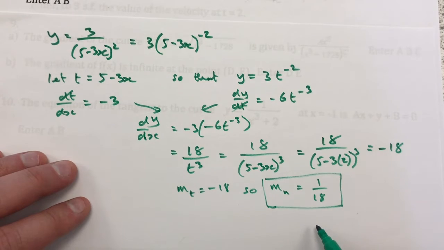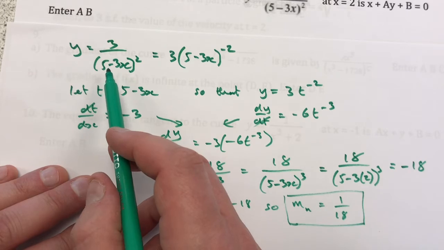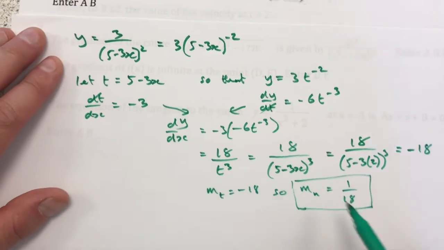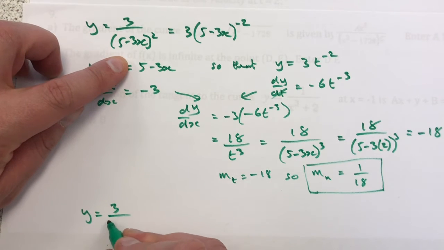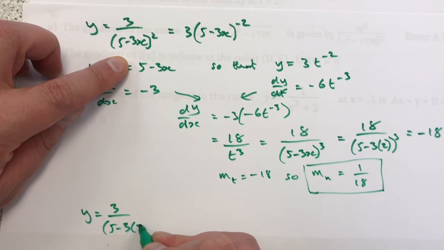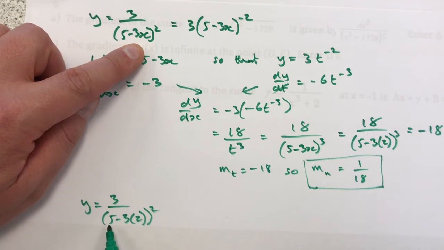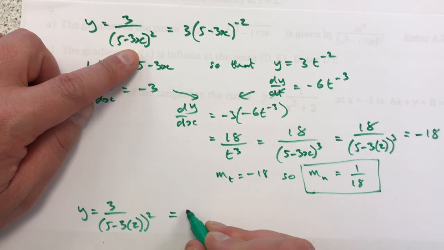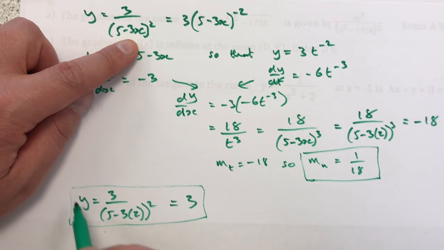So here's one piece of information that we need. The other piece of information is what is the y value of the curve, from the curve, when x equals 2. So y equals 3 over (5 minus 3 times 2) squared, and here we're going to end up with 3 times 2 is 6, 5 minus 6 is minus 1, squared is 1, and the y value is going to be equal to 3. So here is another piece of information that we need.